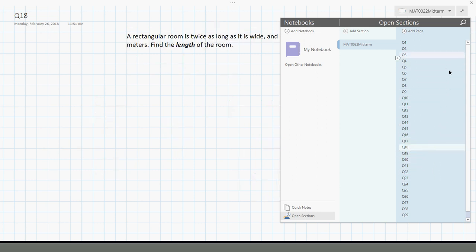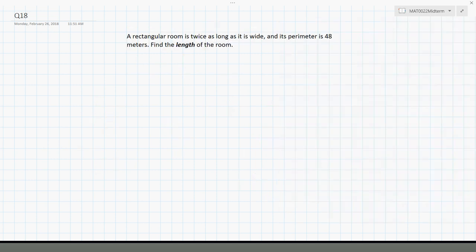Speaking of which, I think there's another one. Number 18. A rectangular room is twice as long as it is wide. Perimeter is 48 meters. Find the length of the room. How would we like to do this? Formula for perimeter. I like the perimeter start, but I like pictures. We're going to draw a box.